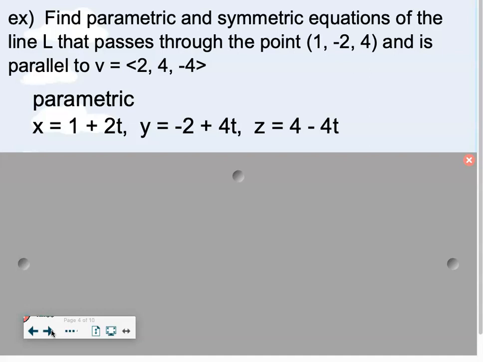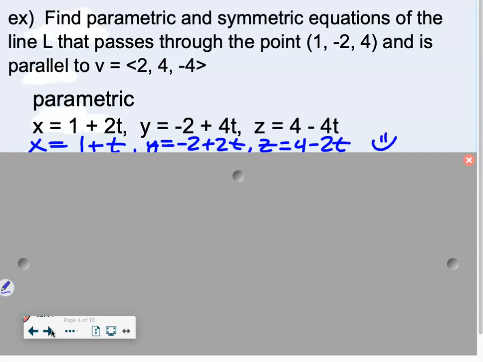So did you guys put the right numbers in the right spots? Yes, Dorsa. Absolutely. So if you have the equations x equals 1 plus t, y equals negative 2 plus 2t, z equals 4 minus 2t, exactly the same. Yes. Good. Any questions on that?